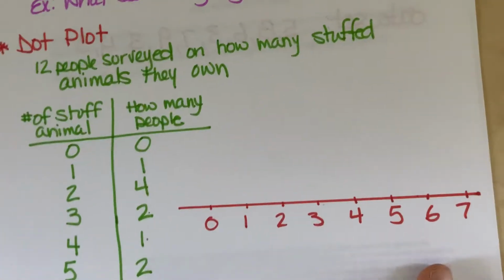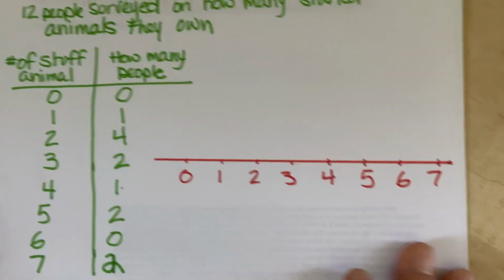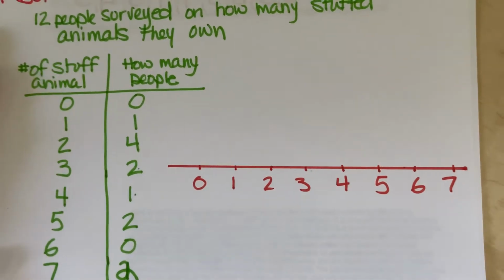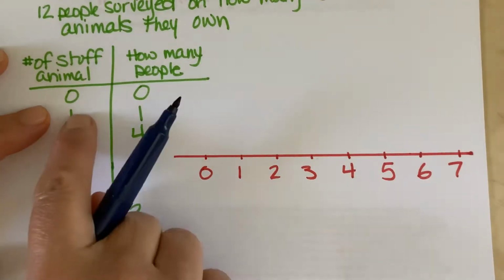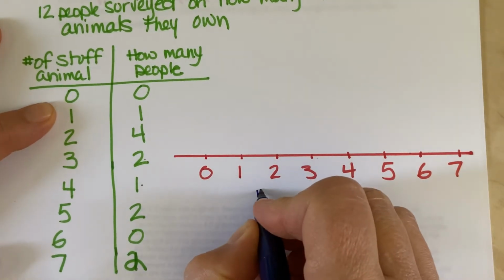So I just made up a little thing on dot plots since I had a little stuffed animal thing going here. I said, how many stuffed animals do you have? So I'm saying I surveyed 12 people and asked them how many stuffed animals they had. Okay, so here's what I got. 0 people had 0 stuffed animals. So this would be the number of stuffed animals.